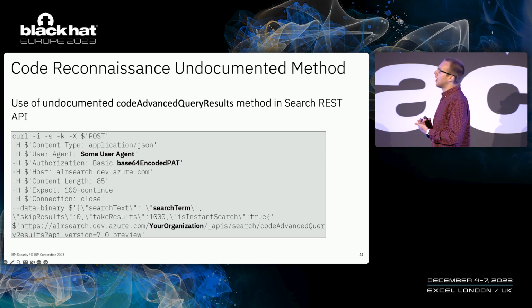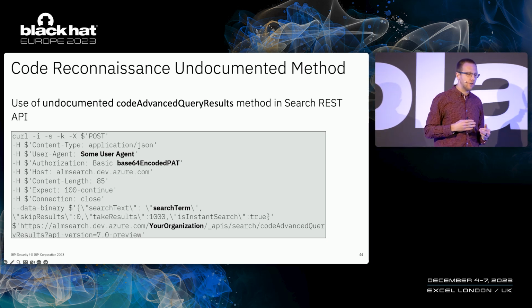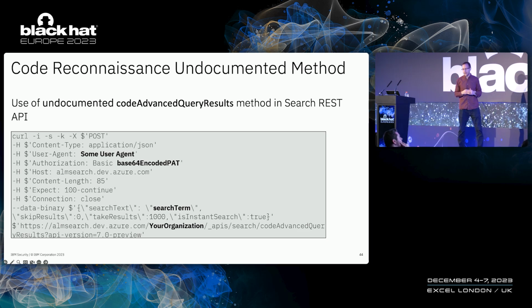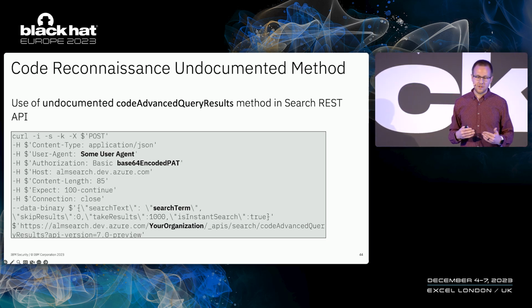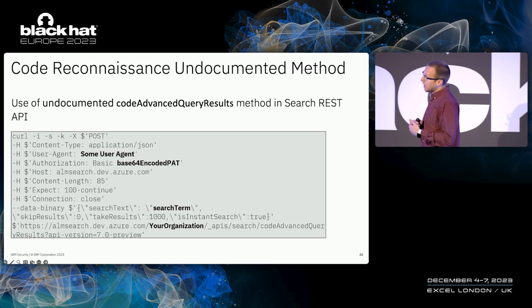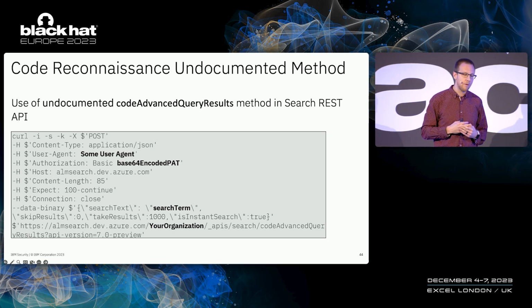So I discovered an undocumented method within the search REST API that allows you to do code reconnaissance, specifically the code advanced query results method. Now, this is useful from an attacker standpoint because one thing that's very valuable to an attacker, once they have access to something like Azure DevOps Services, is they're going to want to try to discover code secrets doing code reconnaissance. So this undocumented method can be used, and this is actually built into ADOKit as well.